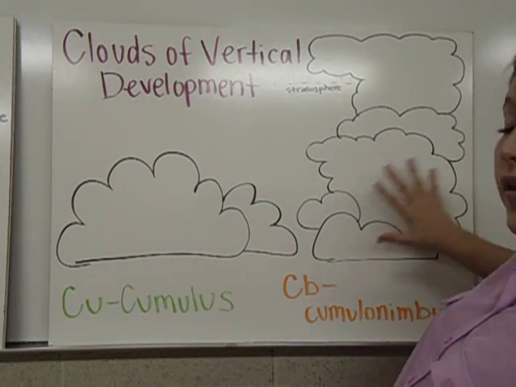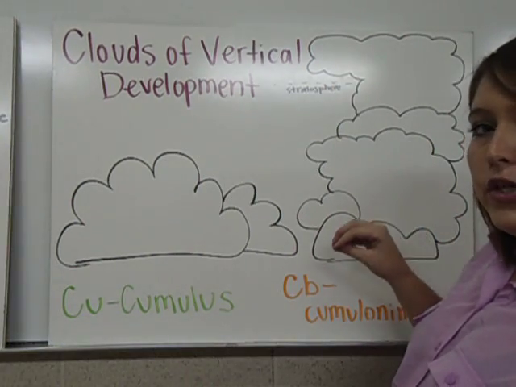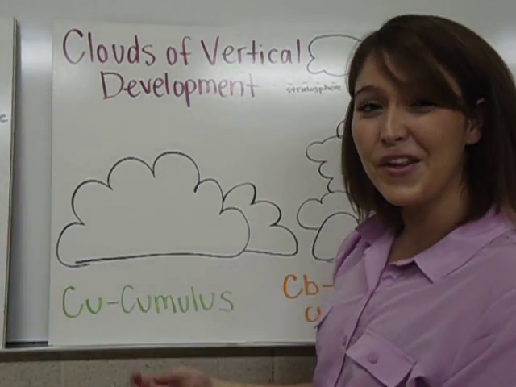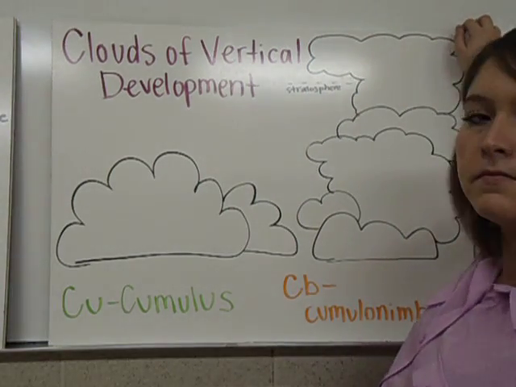These are made up of both rain droplets and ice crystals, so they have the ability to produce solid precipitation as well.